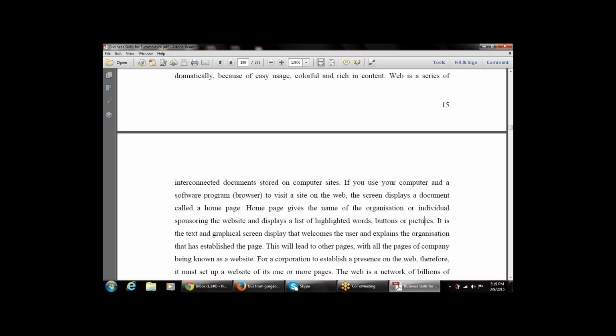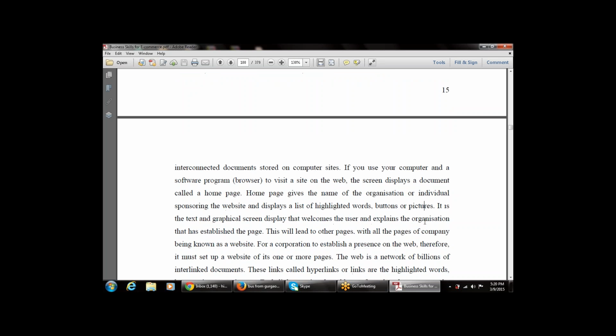It is a text and graphical screen display that welcomes a user, a warm welcome, and explains the organization that has established the page. This will lead to other pages as well, with all the pages of a company being known as a website. That is, a home page is also linked with other pages, and when I collect all the pages, that is known as the website.